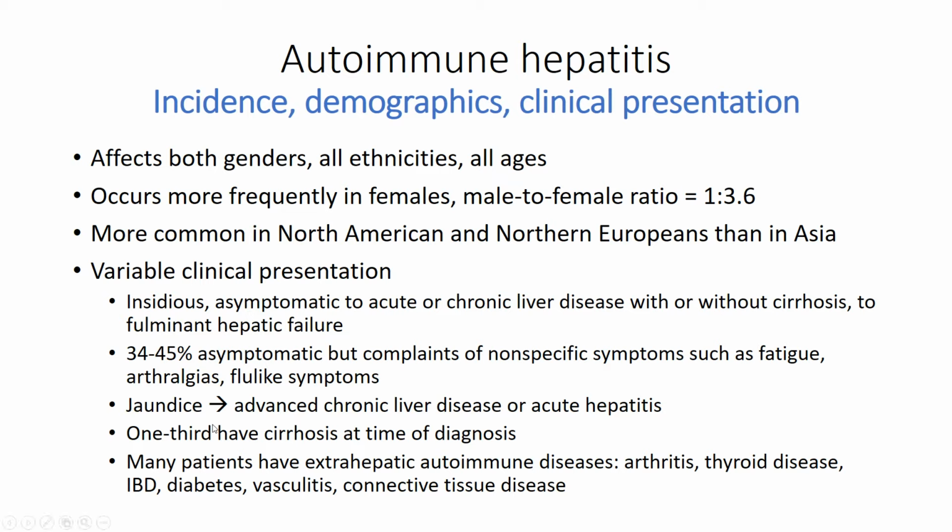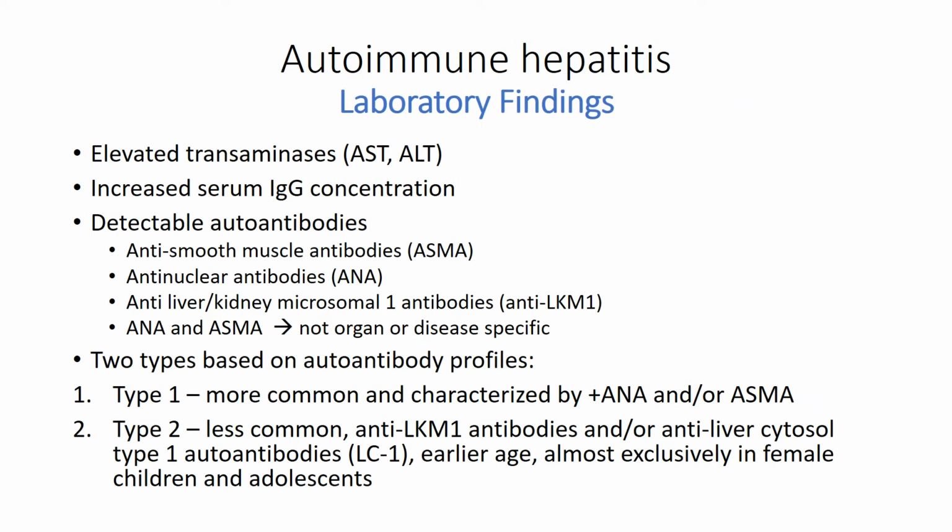Jaundice may present in both advanced chronic liver disease, end-stage liver disease, or in fulminant liver failure. So this is the other end of the spectrum, from mild asymptomatic to fulminant hepatic failure. And 1/3 have cirrhosis at the time of diagnosis. And of note, these patients with autoimmune hepatitis may have extrahepatic autoimmune diseases as well, such as arthritis, thyroiditis, IBD, diabetes, vasculitis, and other connective tissue diseases.